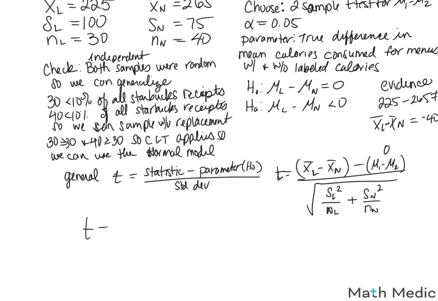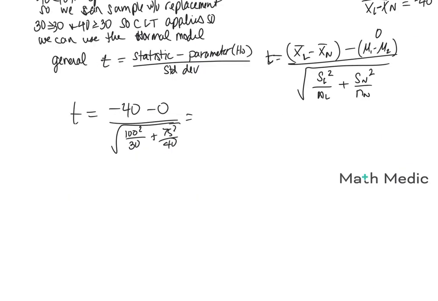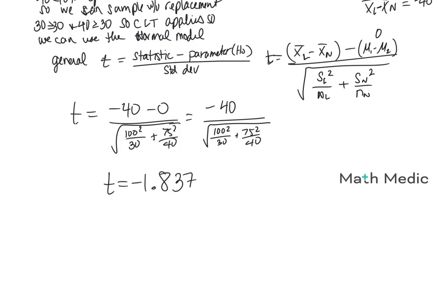So let's put this in. Negative 40 is my difference, minus 0, divided by the square root of 100 squared over 30 plus 75 squared over 40. And we're going to put this into a calculator. When you do this, you really want to leave off that minus 0 in the calculator. It's messing a bunch of you up. So we're going to do negative 40, and then square root of 100 squared over 30 plus 75 squared over 40. Okay, so I got a T of negative 1.837.